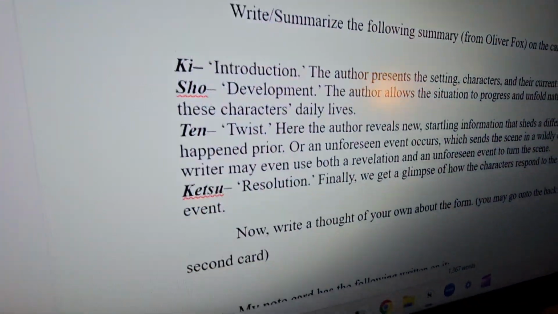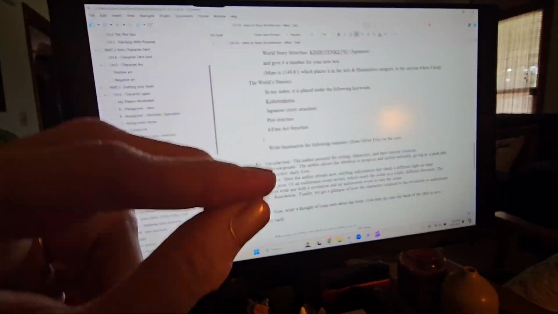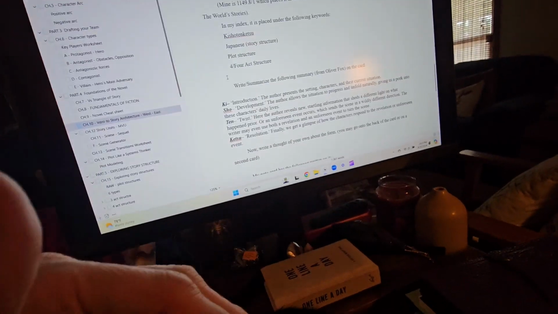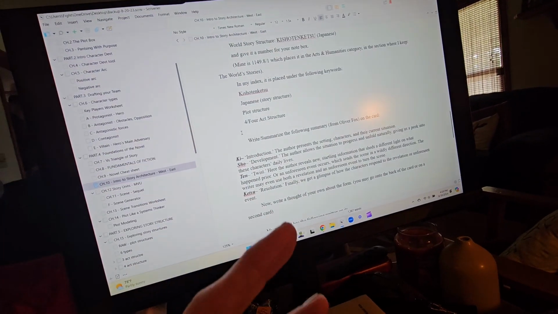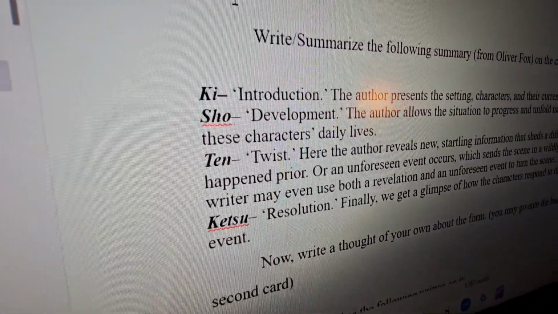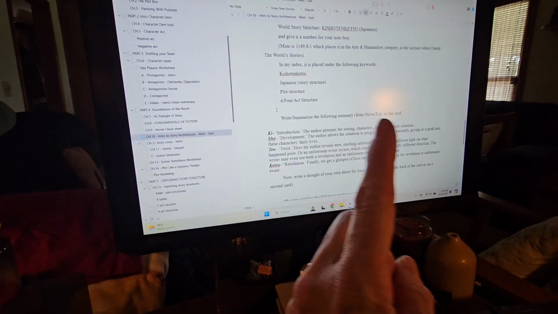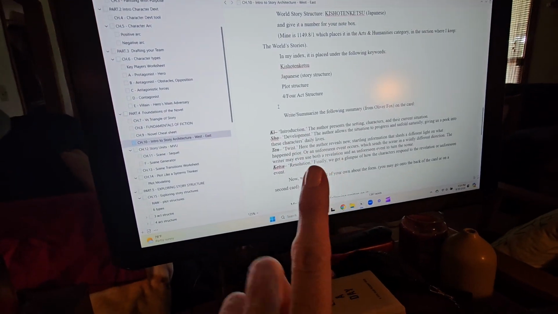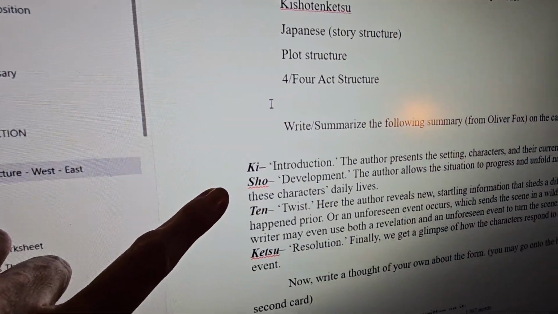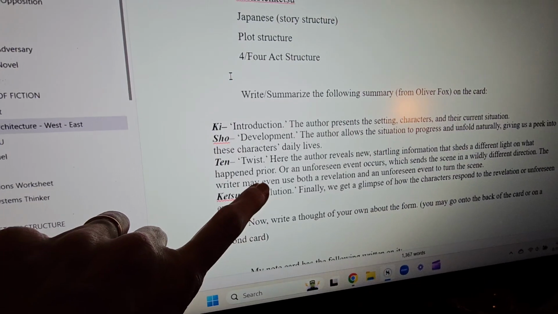Here's the deal. Traditionally structured Western style conflict stories follow a path, right? They follow a particular set of footsteps through the story. But here, when you're dealing with this traditional Japanese structure, you don't have to follow that conflict structure. Instead, you have this introductory and developmental elements of it. And then you have the twist.